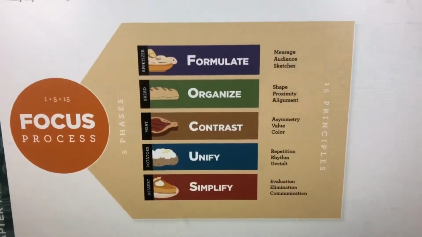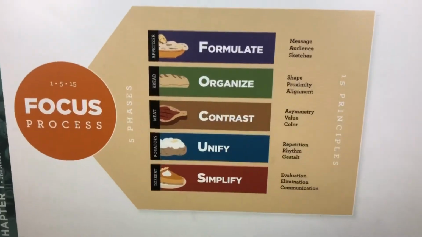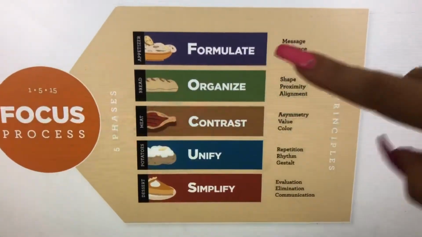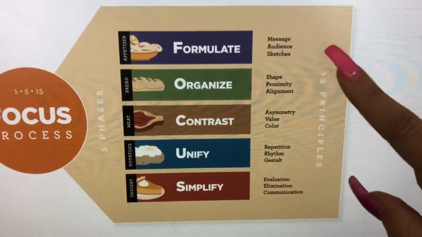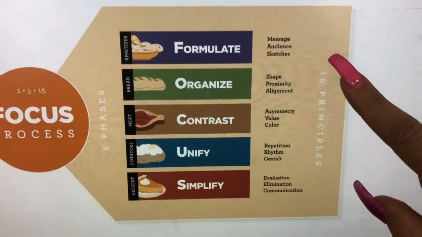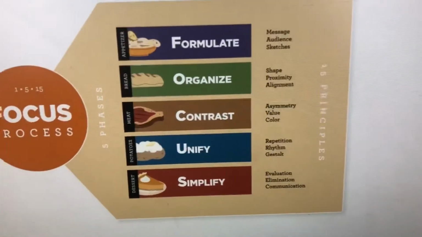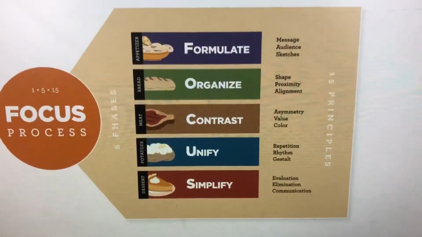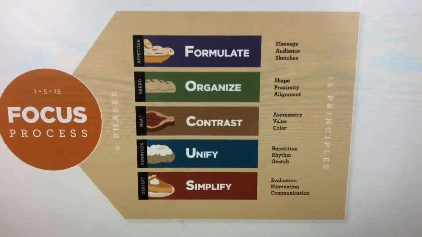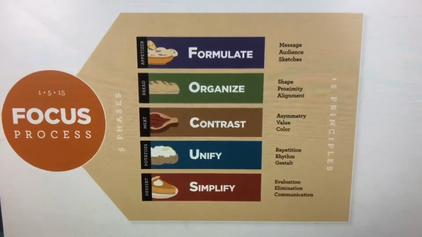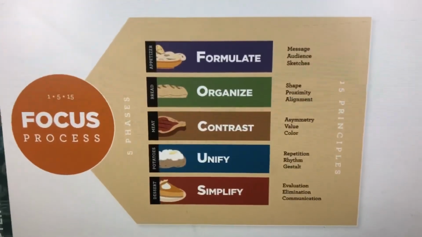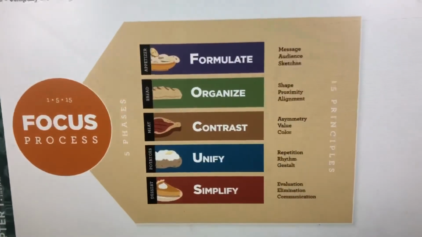So those are all the 5 phases of the focus design process, and within the formulate phase you have message, audience, sketches. In the organize phase you had shape, proximity, and alignment. In the contrast phase you have asymmetry, value, color. In Unify you have repetition, rhythm, and gestalt. And lastly, simplify, you have evaluation, elimination, and communication. And those are the 5 phases and the 15 principles of the focus design process.